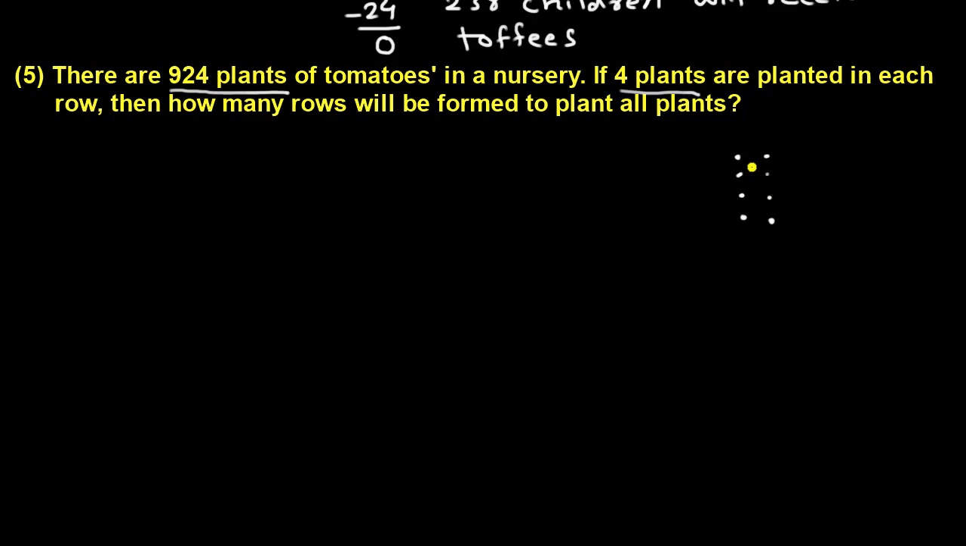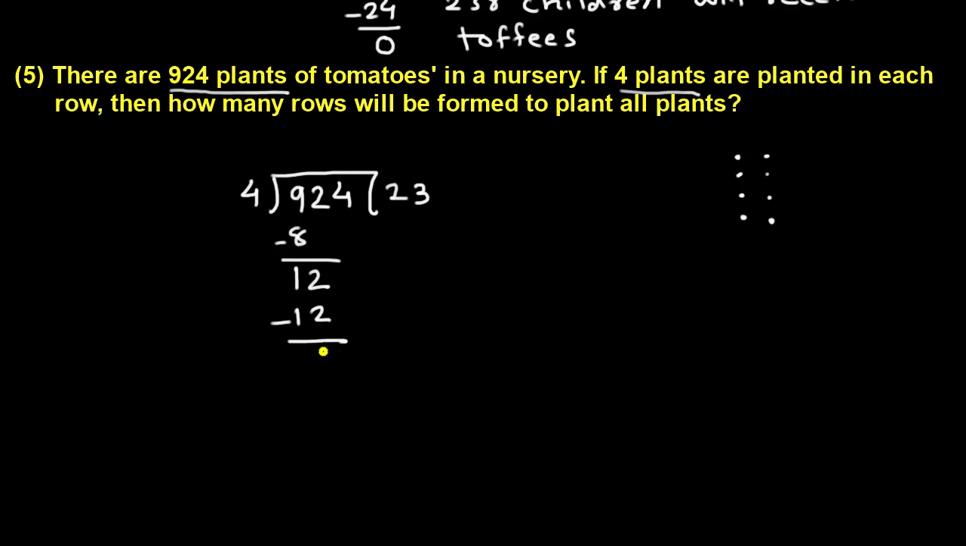And if we draw and make rows of 4 plants, we will require more space. Now instead of drawing, we can find the answer by using the idea of division. So 924 divided by 4. We have 9 here. So 4 2s are 8. 9 minus 8 is 1. Bring this 2 down. Now 12. 4 3s are 12. 12 minus 12, 0. Bring this 4 down. 4 1s are 4. 4 minus 4 is 0.